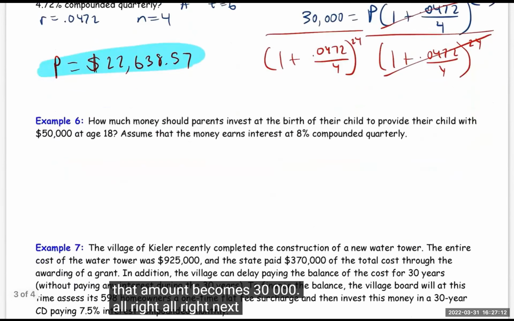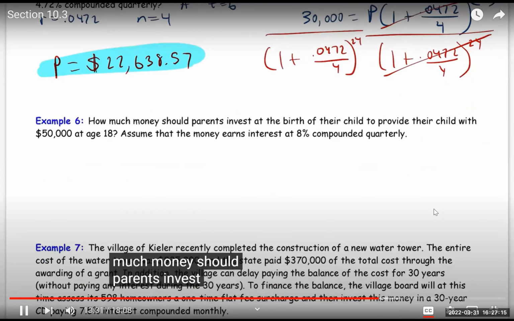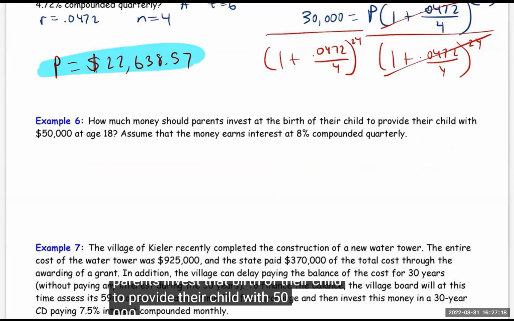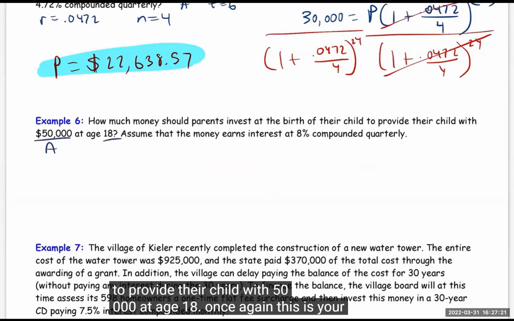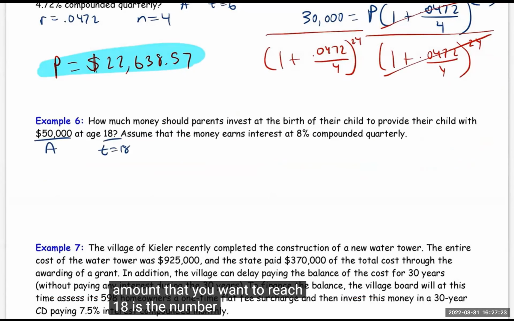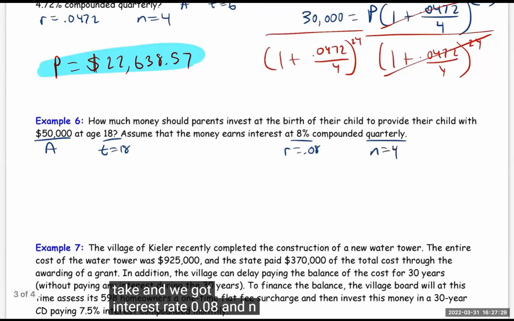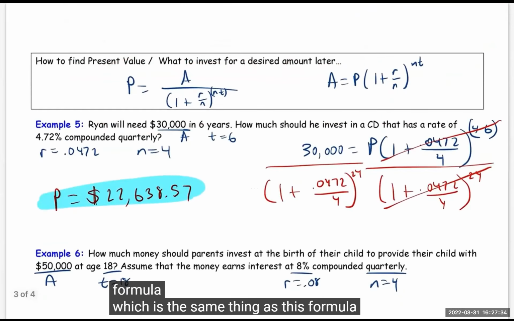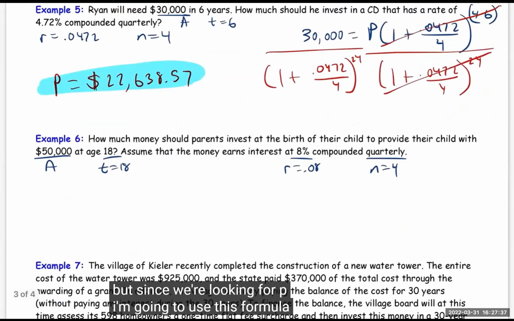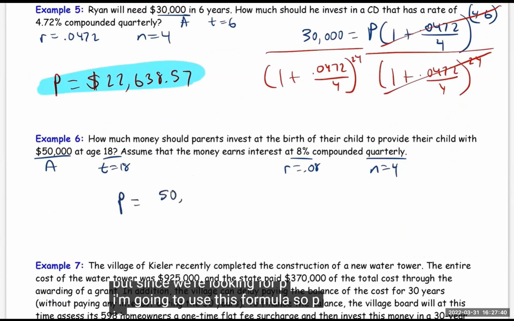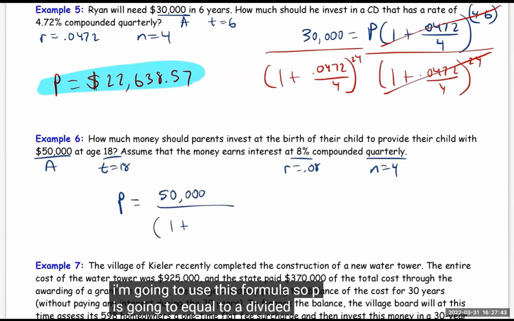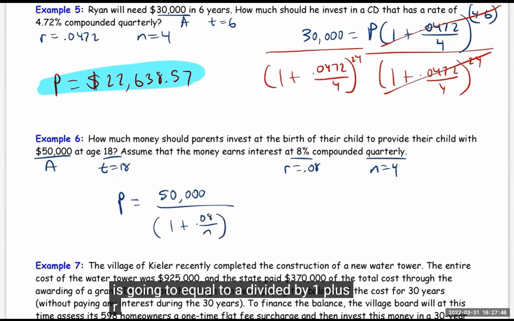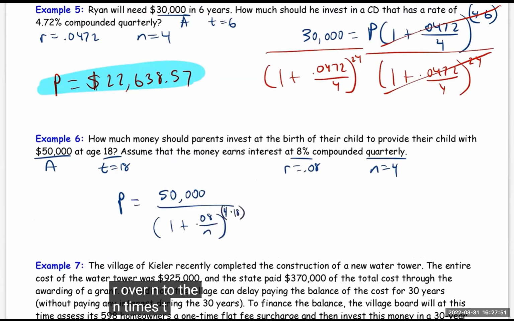All right, next problem. How much money should parents invest at birth of their child to provide their child with $50,000 at age 18? Once again, this is your amount that you want to reach. 18 is the number of years that it would take. And we got interest rate, 0.08, and N is 4. So this time I'm going to use this formula, which is the same thing as this formula. But since we're looking for P, I'm going to use this formula.